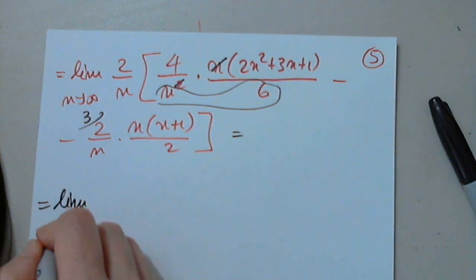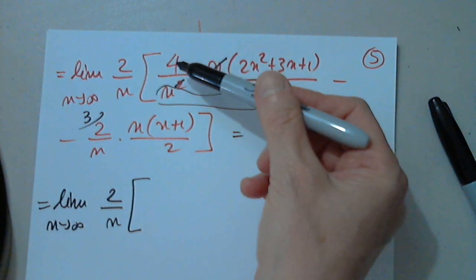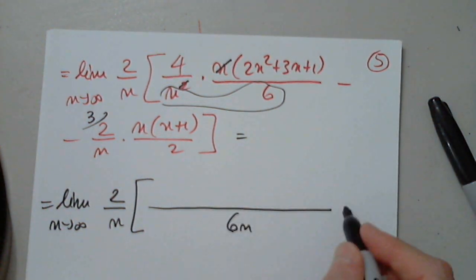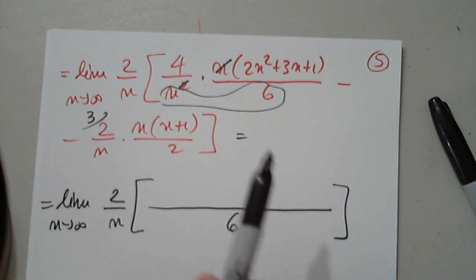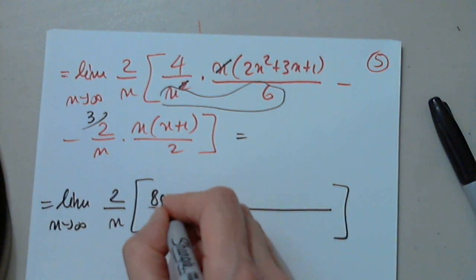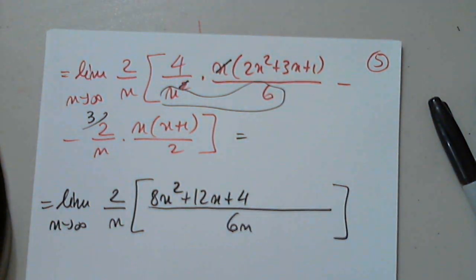So then the limit as n approaches infinity of 2 over n. So 4 has to be distributed. The least common denominator is 6n, all over 6n is fixed. 4 times 2, 8n squared. 4 times 3n, 12n, and plus 4.